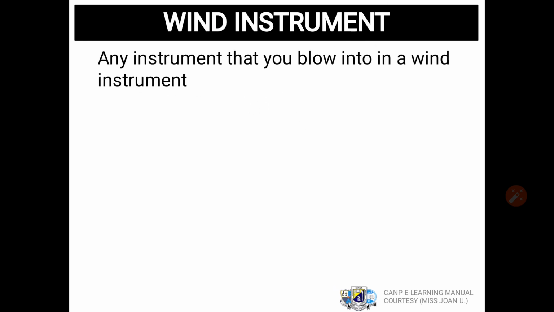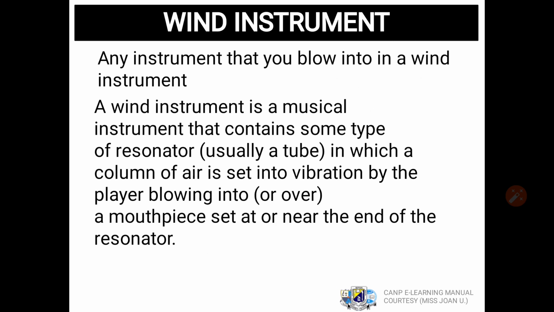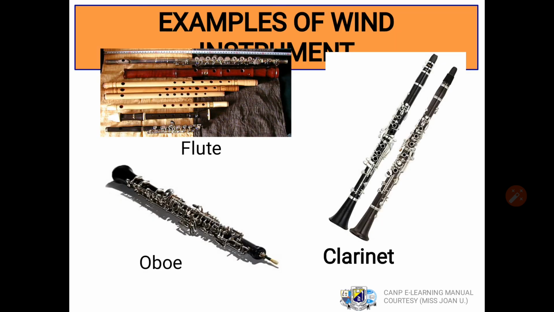Let's now look at the wind instrument. An instrument that you blow into is a wind instrument. Are you seeing it? A wind instrument is a musical instrument that contains some type of resonator, usually a tube, in which a column of air is set into vibration by the player blowing into or over a mouthpiece set at or near the end of the resonator. If you have an instrument you are blowing into, like your tin whistle or your penny whistle, for example, you will classify it under which instrument? Brass or wind instrument? You classify it under wind instrument. Well, this definition tells us that we can have a scenario where some brass instruments will fall under the wind instrument, depending on how it is working.